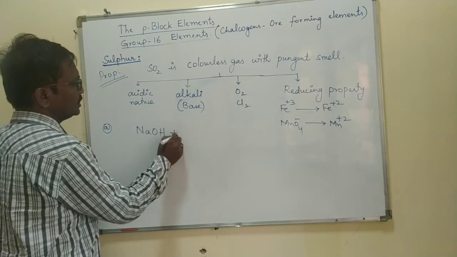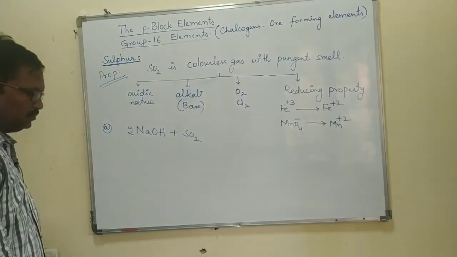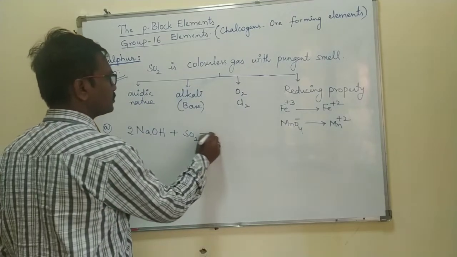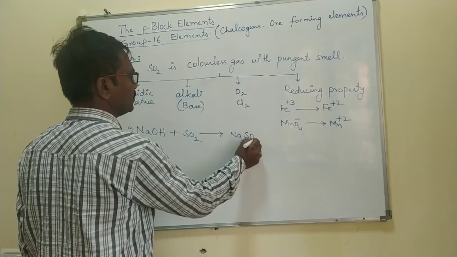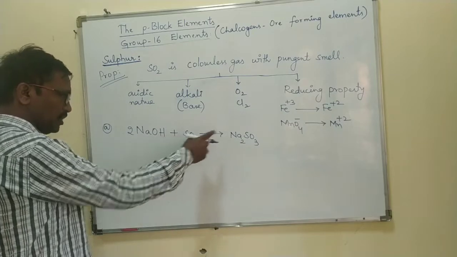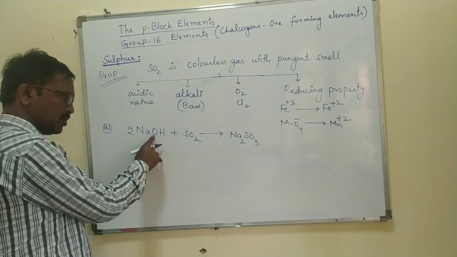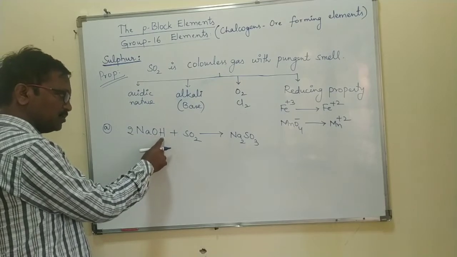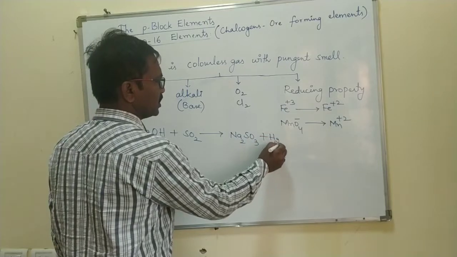Take NaOH and sulfur dioxide, it forms sodium sulfite, Na2SO3. What is the remaining one? Na2SO2 plus 1 oxygen, SO3. There are 2 hydrogens and 1 oxygen, so that's why it forms water.